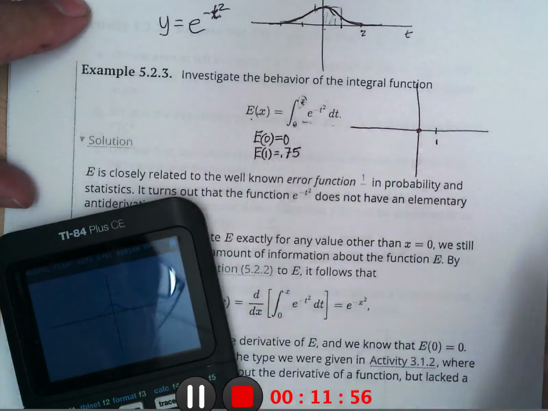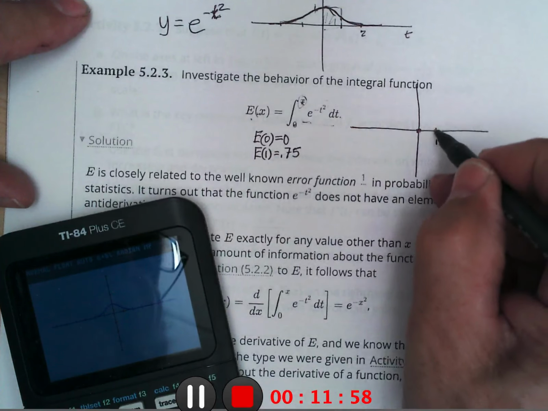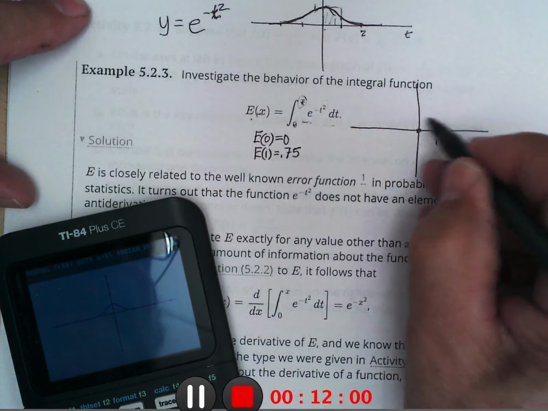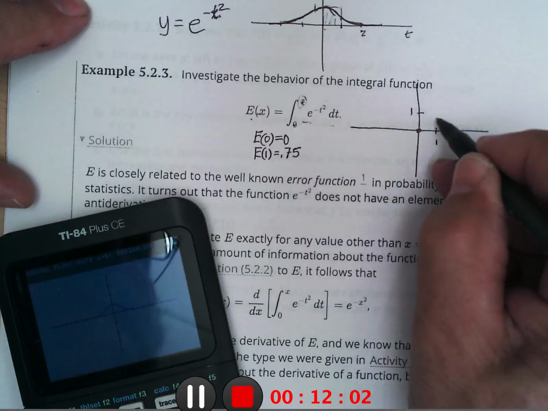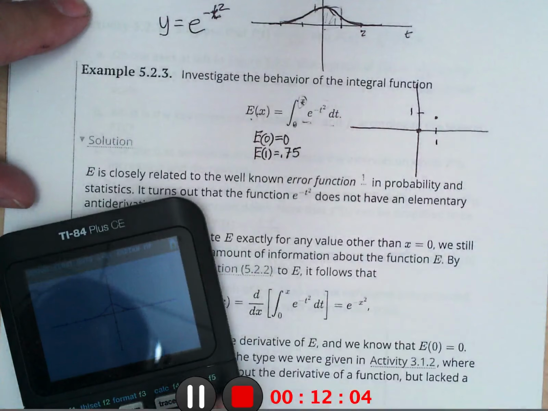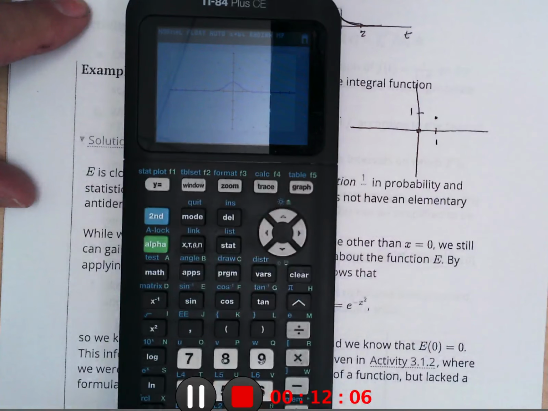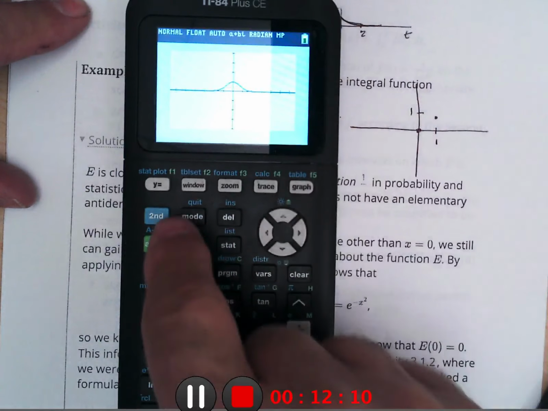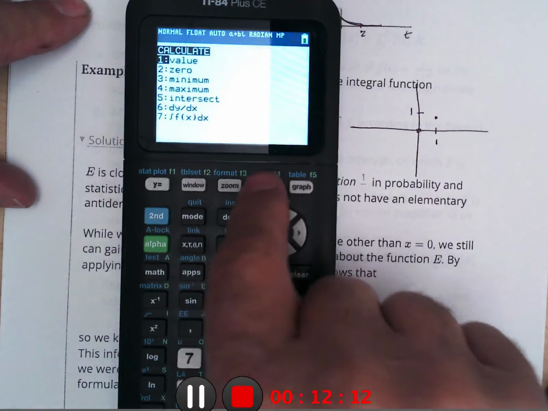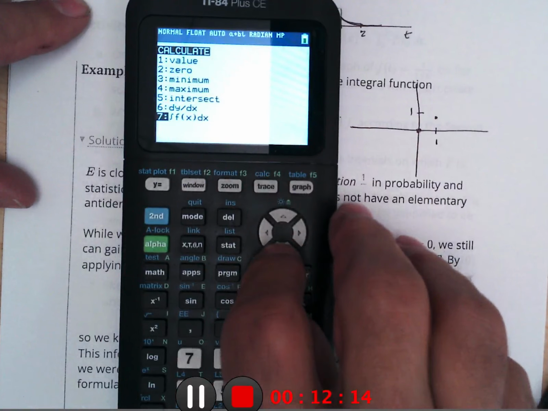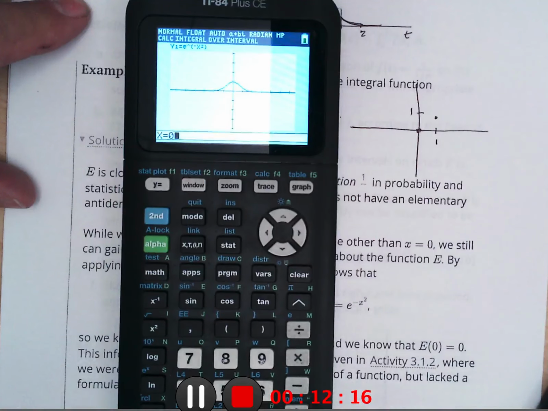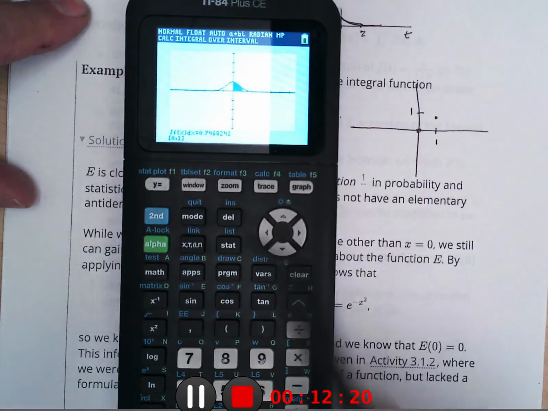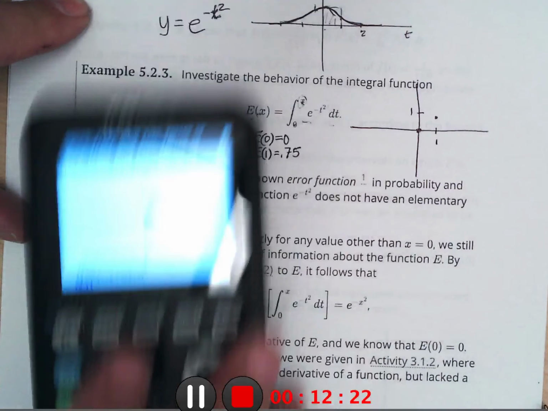So by 1, it must be 0.75. Now, I'm going to go to the calculator and actually calculate it more accurately than my rough sketch here. So second, calculate the area from 0 to 1. And it says 0.746. Oh, well, that's 0.75, so I did pretty well on my guess there.